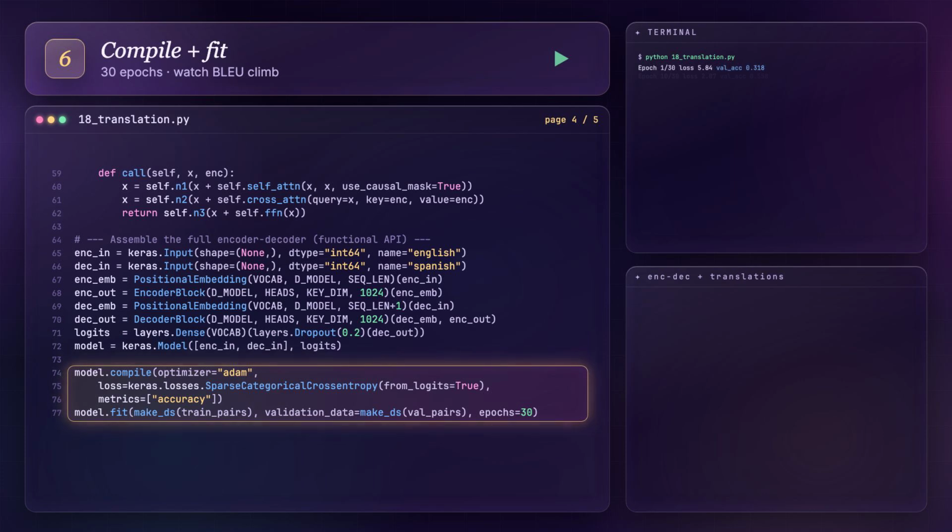Compile and fit. Adam, sparse categorical cross-entropy. Sparse because our targets are integer token IDs, not one-hots, and from_logits is True because that last Dense has no softmax, and accuracy as a quick readout. We fit for 30 epochs. You can watch validation accuracy climb as it learns the alignment.